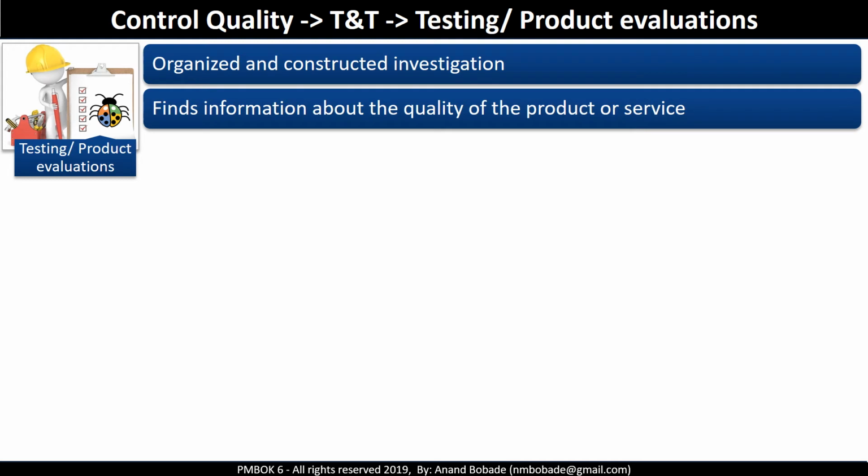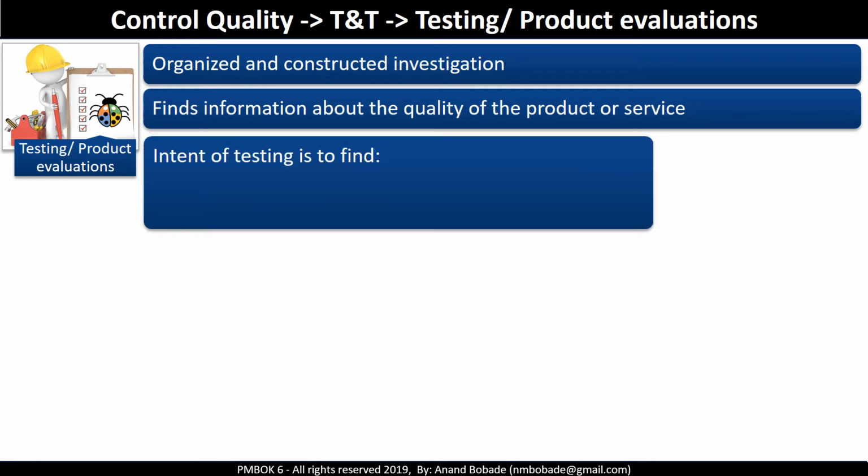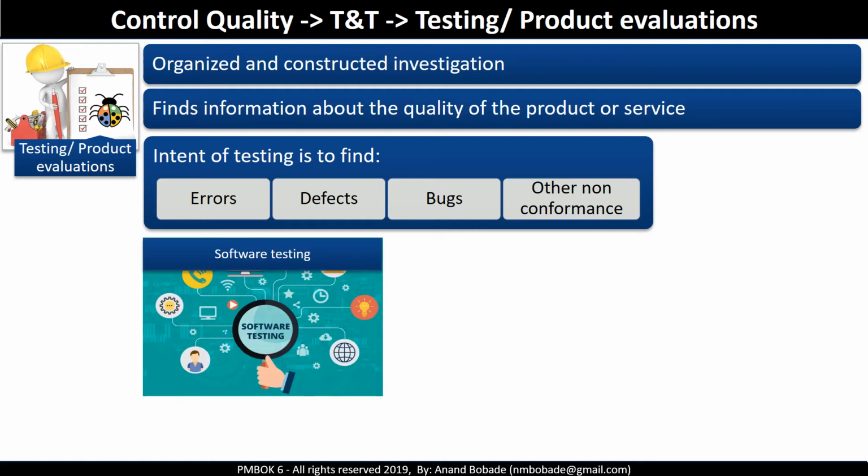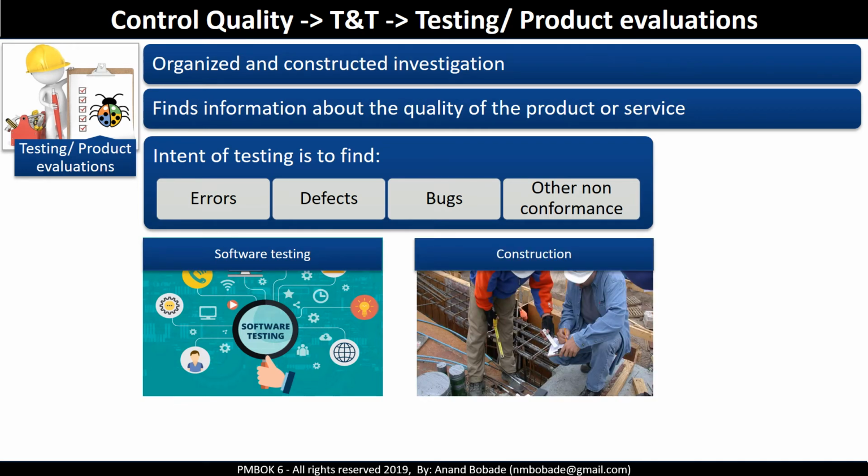Testing, product evaluation. This is an organized investigation conducted to provide objective information about the quality of a product or service. Tests are done in accordance with the project's requirements. The intent of testing is to find errors, defects, bugs, or any other non-conformance in the product or its components. Know that different application areas have different types of testing. For example, software testing, or the construction industry's testing.